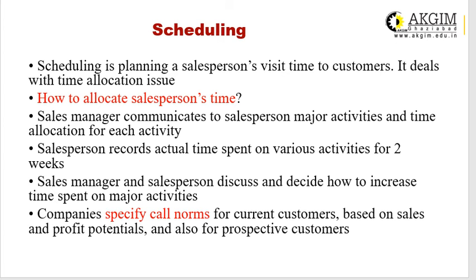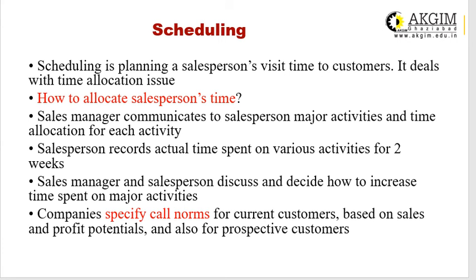It is the work of the sales manager to communicate to the salesperson the major activities and the time allocation for each activity. Now, the salesperson records the actual time spent on various activities for some weeks. The sales manager and the salesperson discuss and decide how to increase the time spent on major activities. Then the companies also specify call norms for the current customers based on sales and profit potential, and also for prospective customers.